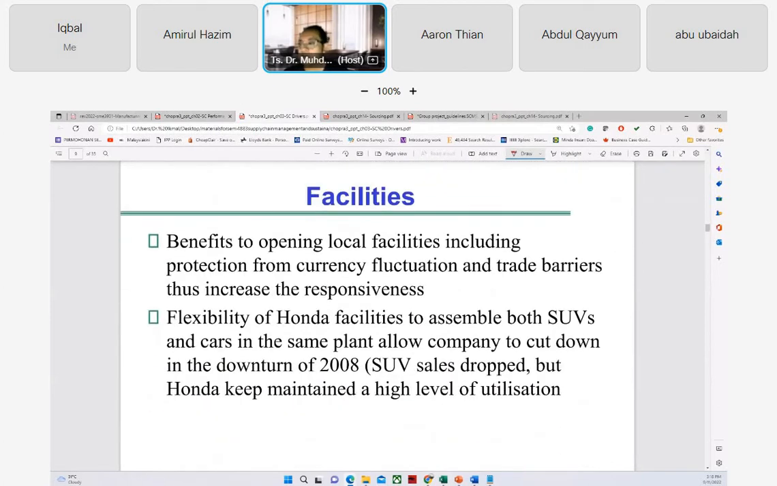Okay, facilities benefit from opening local facilities, including protection from currency fluctuation and trade barriers, thus increasing responsiveness. That's why most companies normally plan to open factories in those particular areas. For example, Honda has its own factories in Melaka. Honda Malaysia, and Toyota also has its own factories in Malaysia, in Shah Alam.